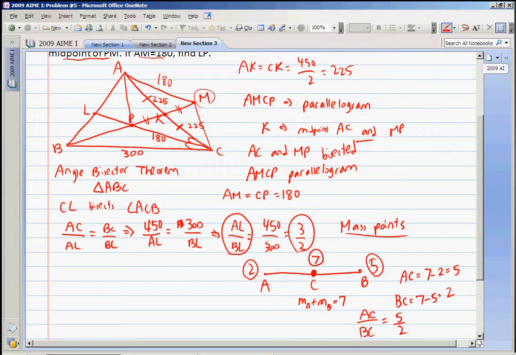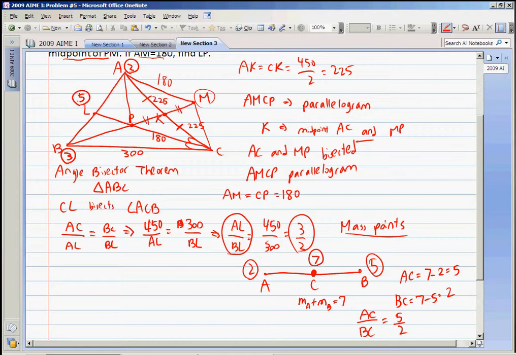So we see that AL is the longer of the two segments AL and BL. Therefore, we must have a smaller mass at point A. So if we look at the fraction 3/2, we see that the numerator and denominator are relatively prime. So we can set a mass of 2 at point A, leaving us with a mass of 3 at point B. And the center mass, L, must be the sum of the two masses at A and B. So the mass at point L must be 5.